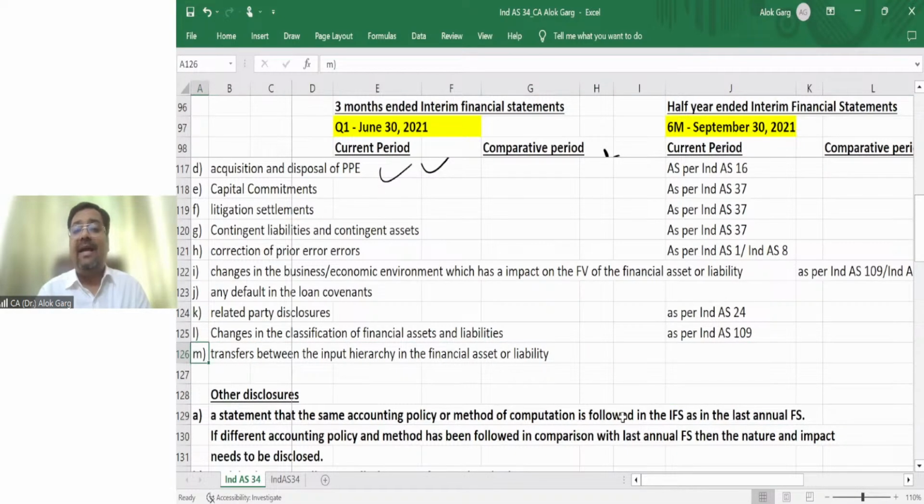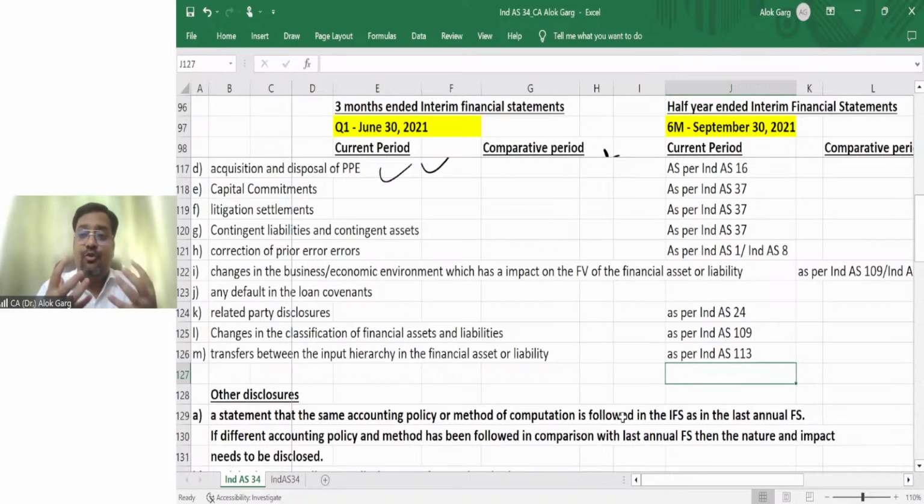Transfers between the input hierarchy in the financial asset or financial liability. Friends, you will read in Ind AS 113, right? Ind AS 113 is a standard which talks about fair value measurement. It talks about when a company is presenting any assets or liabilities on a fair value, any financial assets or financial liability on a fair value, the company has to use some inputs. The company has to use some data to identify the fair value of the financial asset or financial liability, right? So this data is known as an input hierarchy.